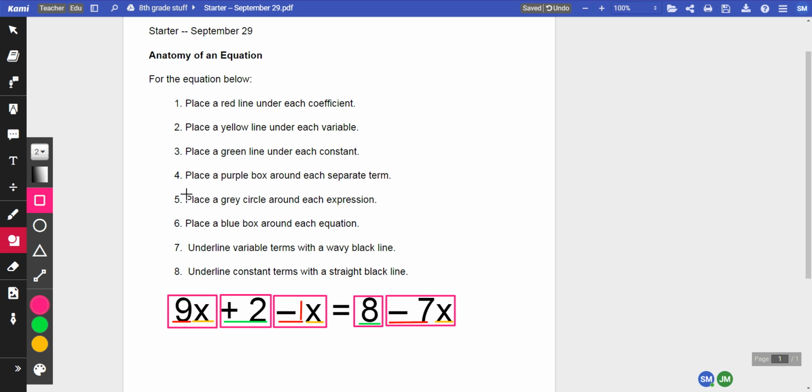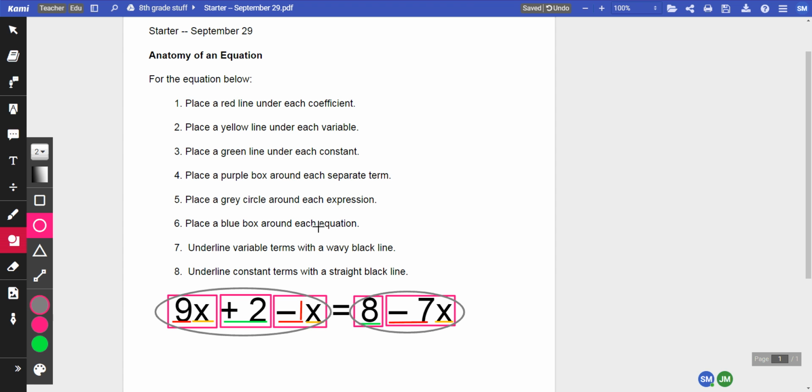Okay. Place a gray circle around each expression. So circle, gray. An expression is a collection of terms that does not have an equal sign. So over here on the left side, all of this stuff is an expression. And over here on the right side, these two terms are an expression.